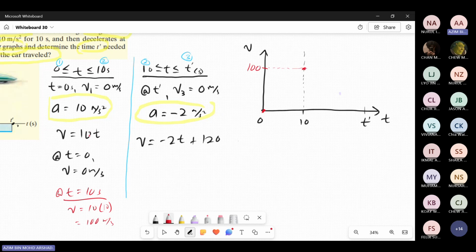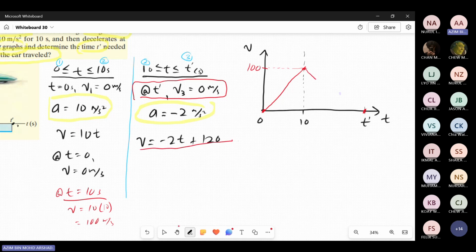And this is 10t. 10t means it's a linear plot. Okay, it should be a straight line. It's very difficult to write it using this digital pen, but it should be a nice line. Okay, and then for the second one, at t equals 10, it should be 100. Now we need to find, and we know that at t prime, velocity is 0. So we know that it is like this. And this is also a linear equation, so you will get a straight line from here to here, like this. Let's use a ruler.